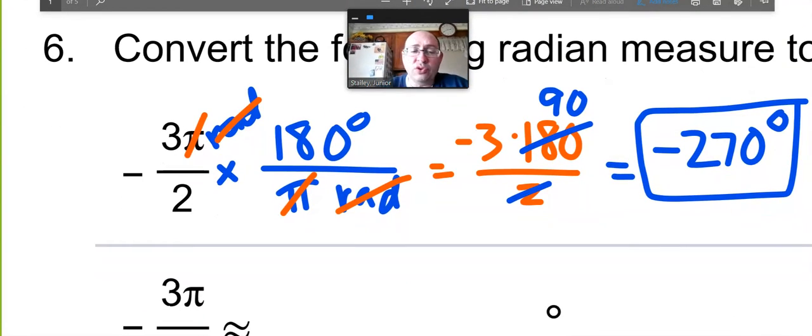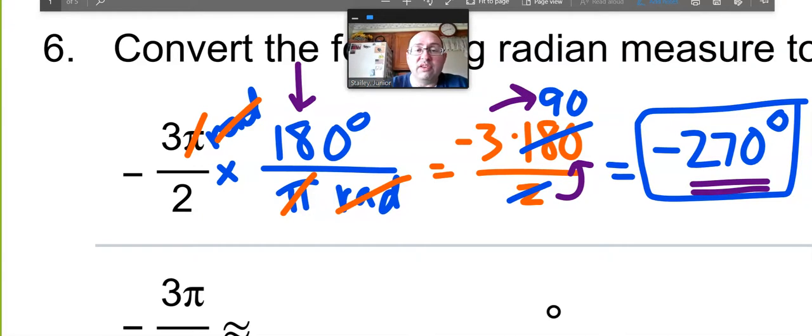Negative 3 pi over 2. Okay, do the same thing. 180 over pi. Pi's and radians cancel. Negative 3 times 180 over 2. Well, the first thing I did was divide 2 into 180, and that became a 90. So now I have negative 3 times 90, and that gets me negative 270 degrees.